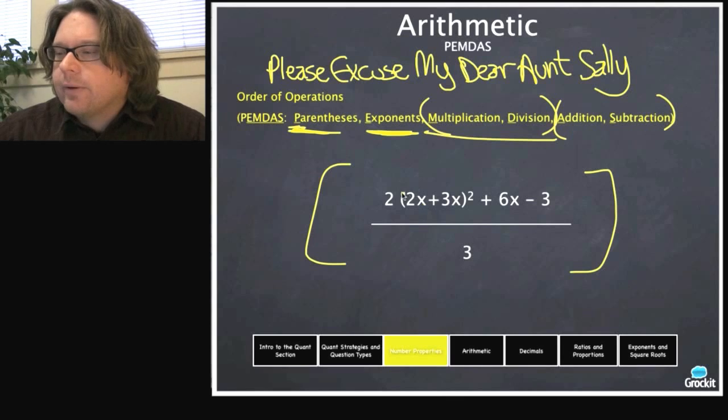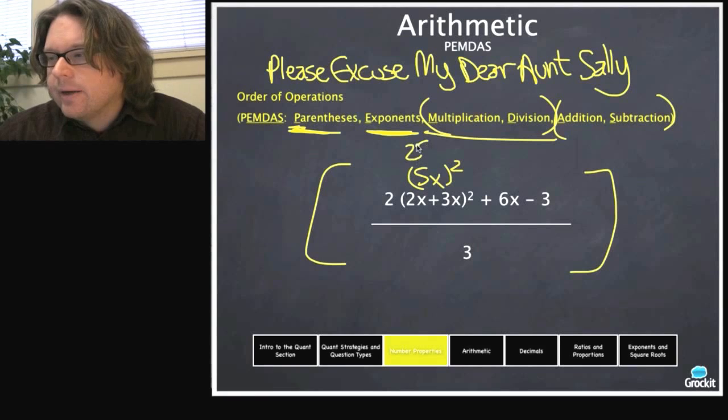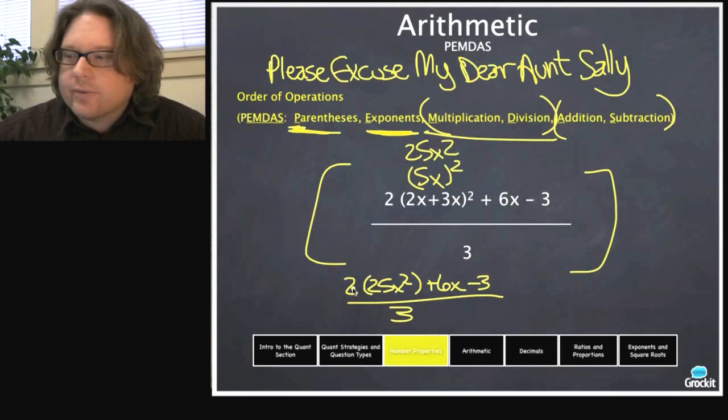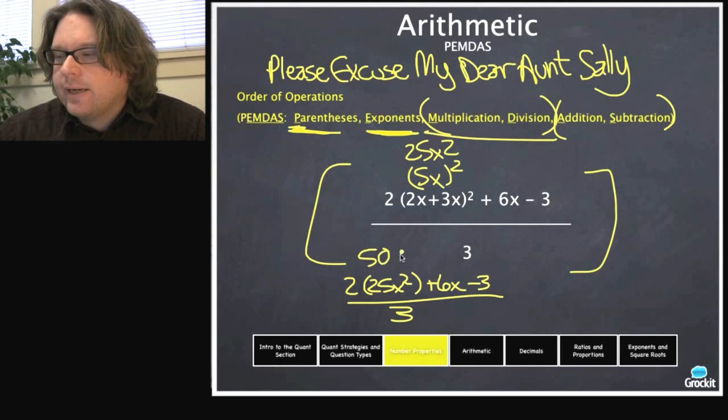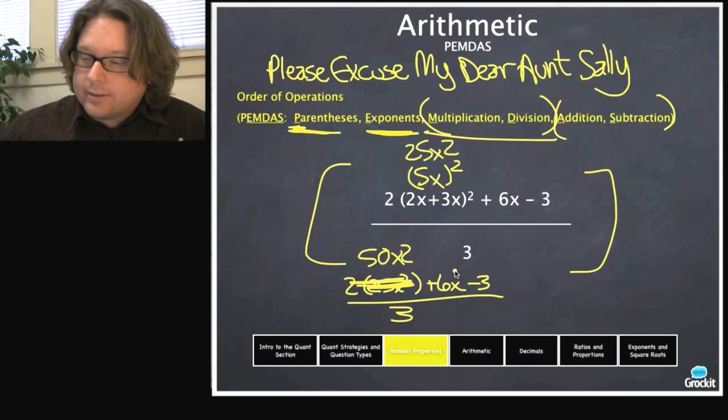So we would do the stuff in the parentheses here first. So this just becomes (5x) squared. Then we would do the exponents. (5x) squared becomes 25x squared. And then we would have 2 times (25x squared plus 6x minus 3) all over 3. Then we'd go from left to right, do the multiplication. This then becomes 50x squared. And then we have this fraction thing that we might have to deal with. Anyway, that's how that works.